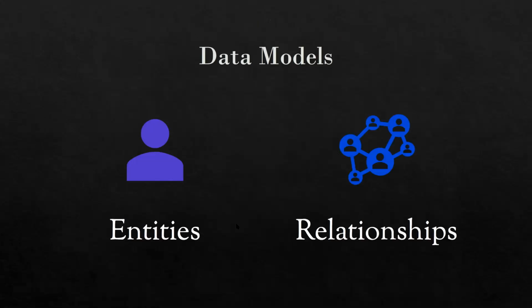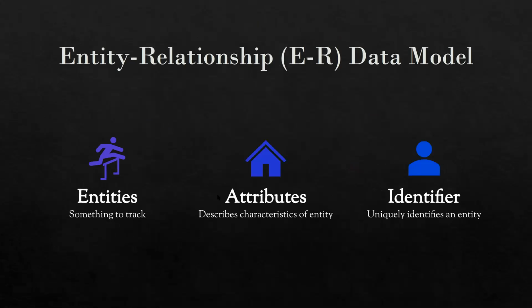Now, when we build a data model, we have entities and we have relationships. And when we build that model, it's called an entity relationship or ER data model. Entities are something to track: teachers, students, employees, classes, okay? Attributes describe the characteristics of that entity. So an attribute might be for a student, student number, student first name, student last name, student phone number, okay?